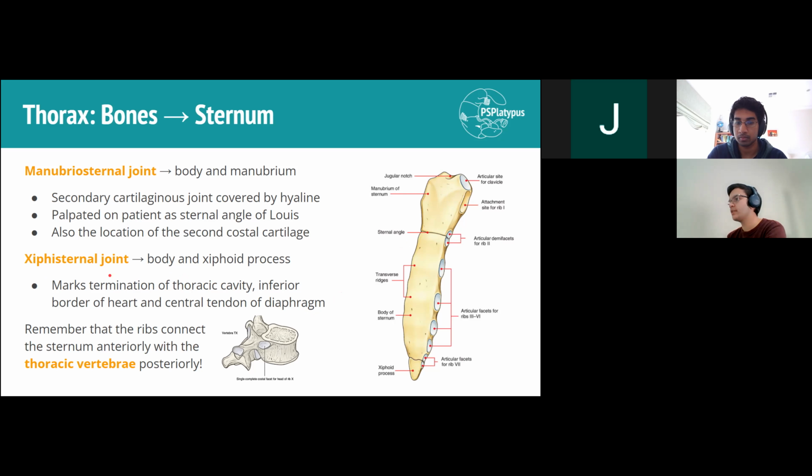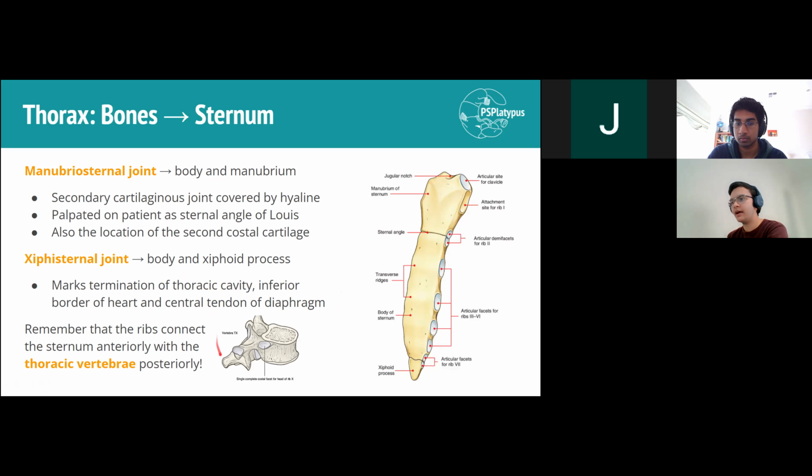The xiphisternal joint is less important. It's the one all the way down here at the bottom between the body and the xiphoid process. It's basically where the thoracic cavity stops. And there's also a couple of other things at this level. You've got the inferior border of the heart. And because the inferior border of the heart plus its pericardium fuses with the diaphragm, you're also going to get the central bit of the diaphragm being at that level as well.